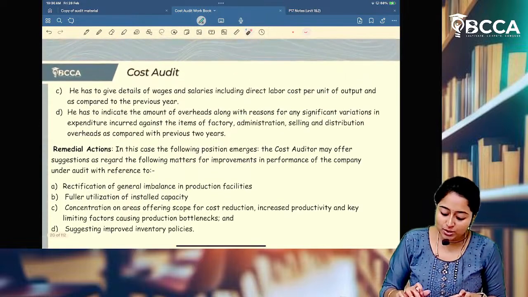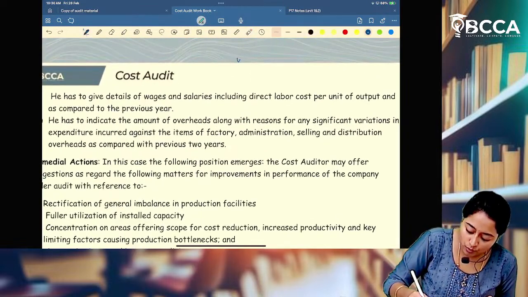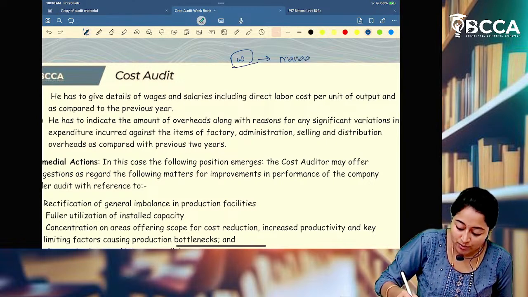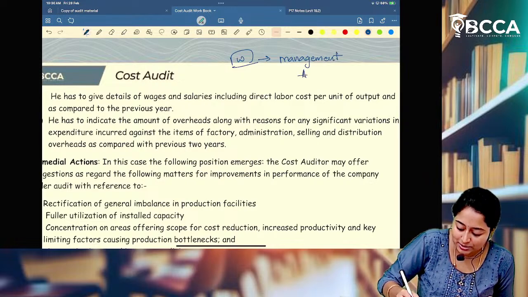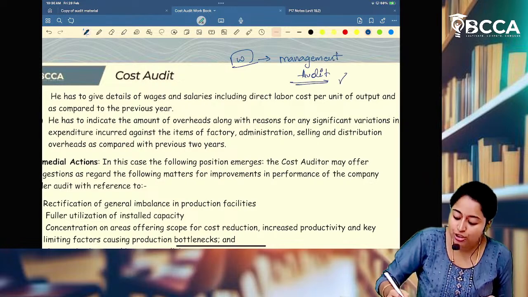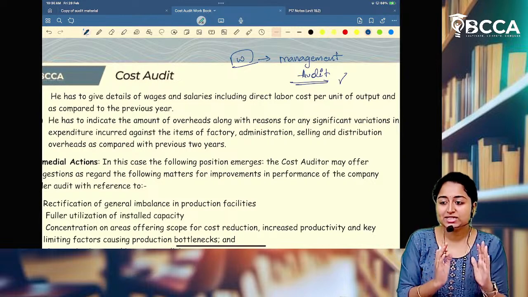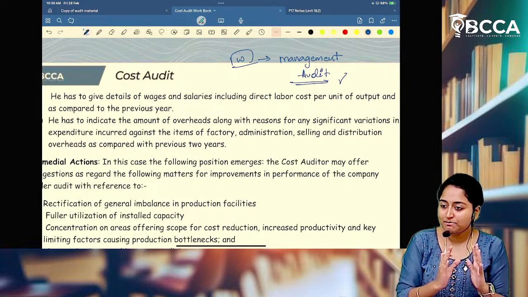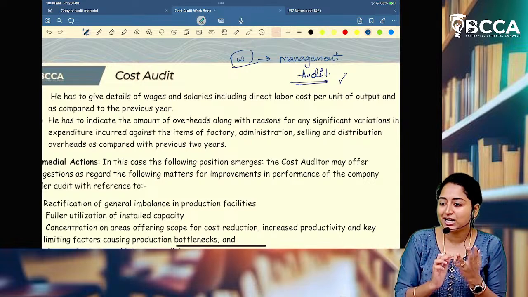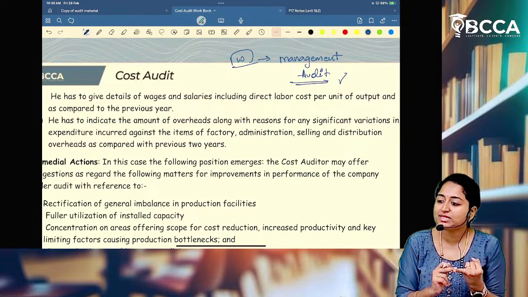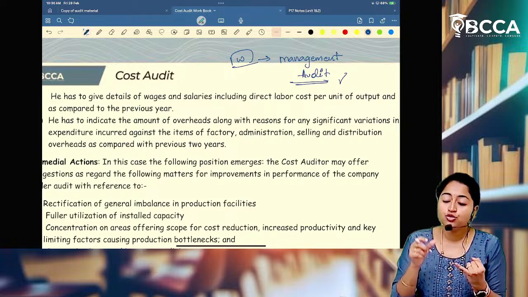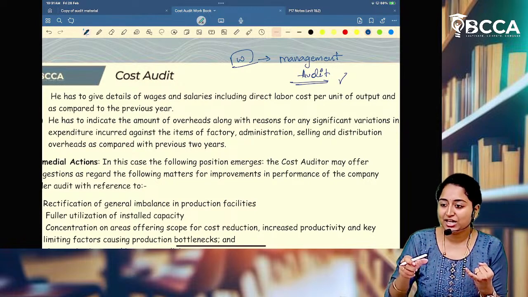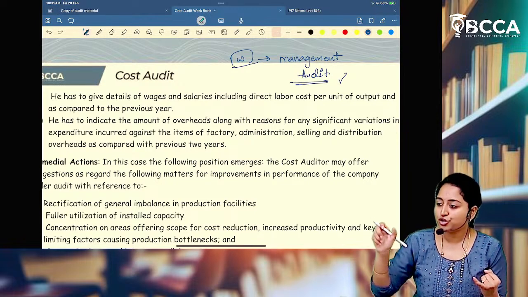Clear? Now in this question, what they have asked is whether the work done by the cost auditor is nothing but a management audit, true or not. The statement is true, because whatever work is done by the management is what? The statements and records should be correctly maintained. That is the work which will be done by the management. Now, who will prepare cost records and cost statements? Management will prepare. Whose responsibility is it to maintain that correctly in a true and fair manner? Management. Now, who will verify this? The cost auditor will verify this.